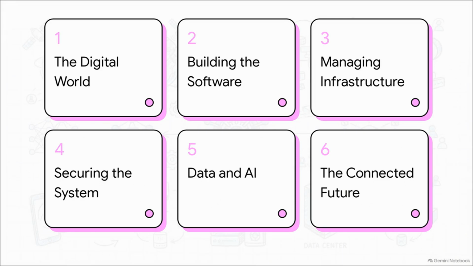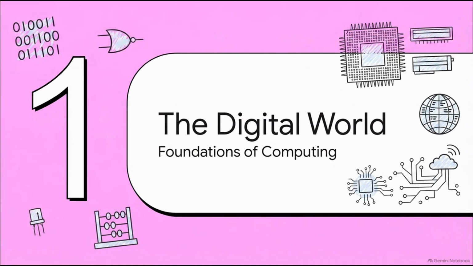Okay, so here's our roadmap for today. We'll explore this metropolis in 6 steps: decoding the digital world, building the software, managing the infrastructure, securing the system, data and artificial intelligence, and lastly, the connected future. Let's jump right into Section 1, Decoding the Digital World, the Foundations of Computing. We'll start our tour right here at the bedrock.